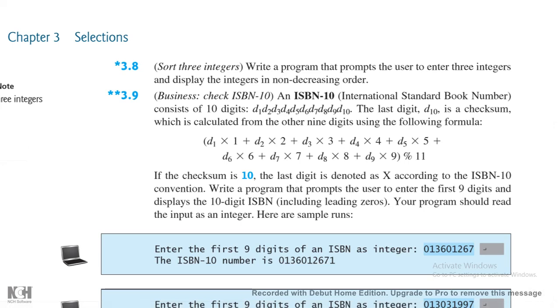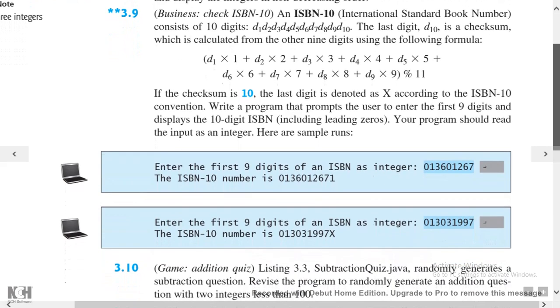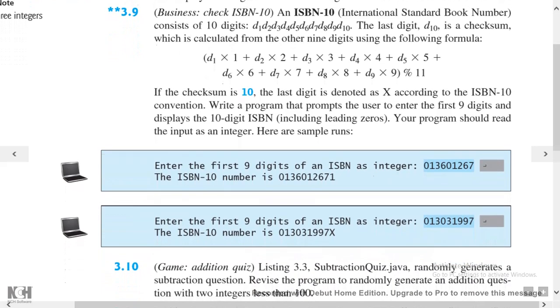Write a program that prompts the user to enter the first 9 digits and displays the 10 digits ISBN, including leading zeros. Your program should read the input as an integer. So here's a sample run. It seems like the only thing we require to do for exercise 4.19 is to read this number here as a string as opposed to an integer. Okay, so let's do that.